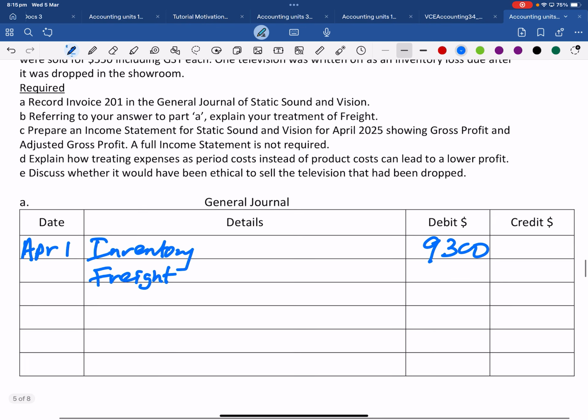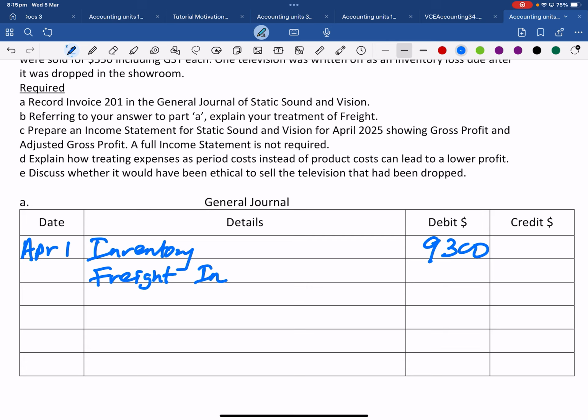Probably we'll call it freight in. Why do we call freight in? So that means we have freight out. Yes, that means when we are selling the inventory to the customers. So what is freight out? Product cost, period cost? Depends. Right? What do you think? Product cost or period cost? Freight out.